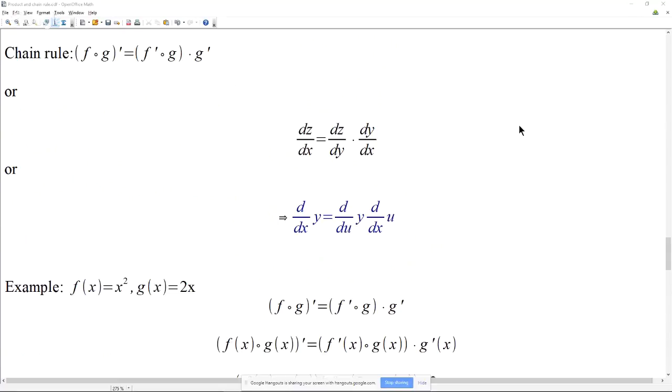Yeah, let's say that worked. Yeah, there you go. Saying the same thing. Okay. It's just, again, dy/dx equals dy/du times du/dx, right? Because these are actually in the numerator. Yeah. All right.